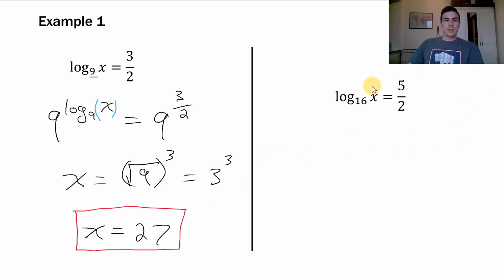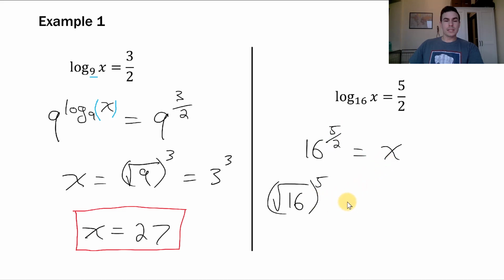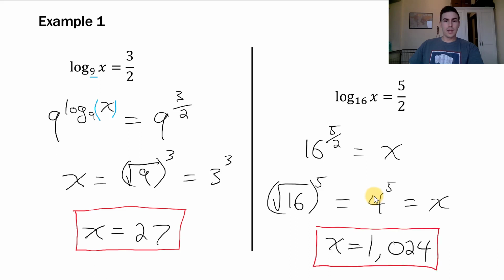Okay, so same thing on the right-hand side. So we've got log base 16 of x is equal to 5 over 2. So we're going to exponentiate with the base of 16. I just kind of flipped our sides here, but when I exponentiate with the base of 16, it'll simplify to just x, and then I'll have 16 raised to the 5 over 2 power. So that's going to be the square root of 16 raised to the 5th power. That's 4 to the 5th equals x. That's going to be 1024.